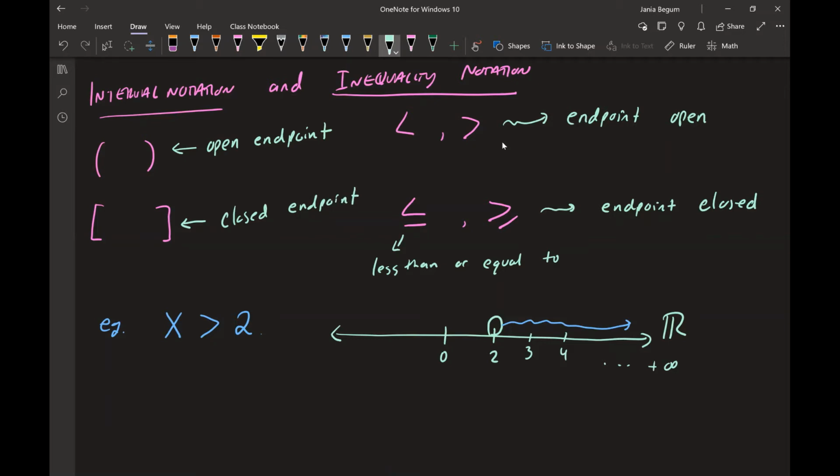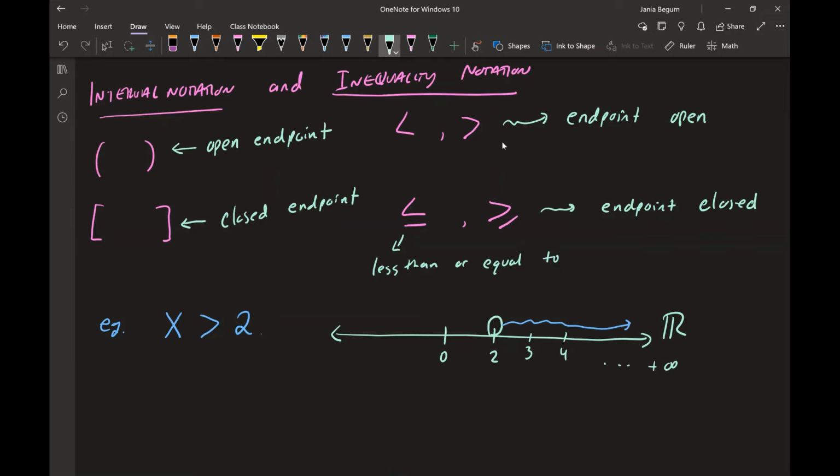Okay, so you can think of parentheses going with less than or greater than, and brackets going with less than or equal to, greater than or equal to. In our example, we have less than or greater than. We don't have equal to, right? So that means we're going to use parentheses.